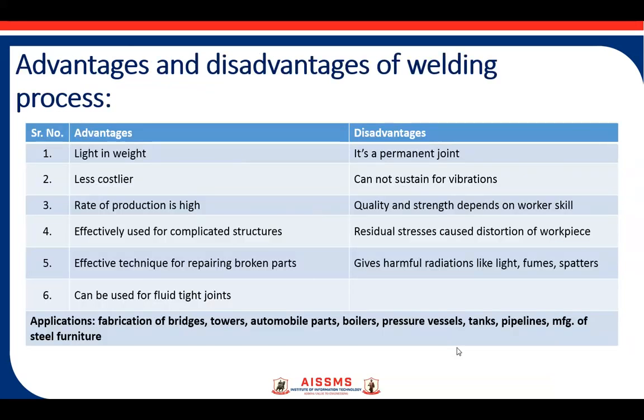Advantages and disadvantages of the welding process. The component formed by this welding process is light in weight. The process is less costly. Rate of production is high. Effectivity of this process is more for the complicated structures. It is an effective technique for repairing the broken parts. It can be used for making fluid tight joints.